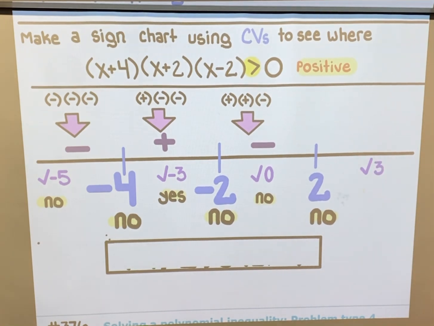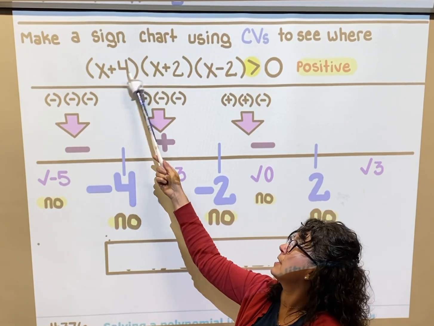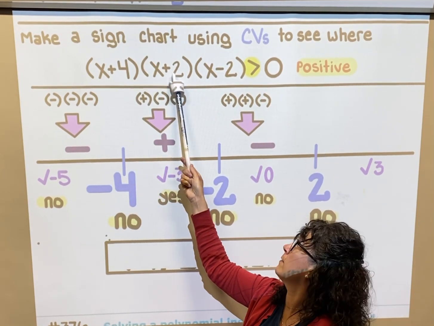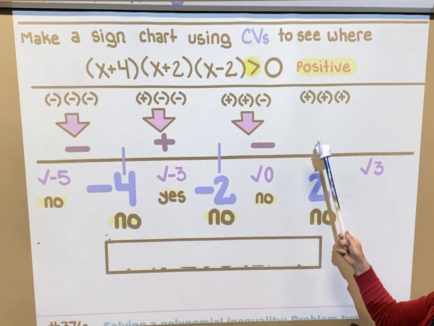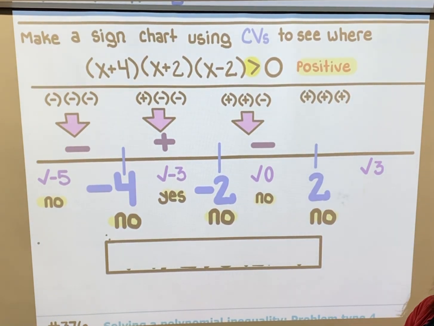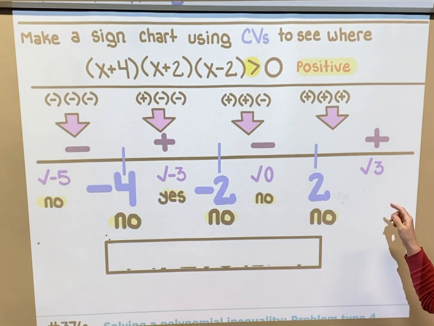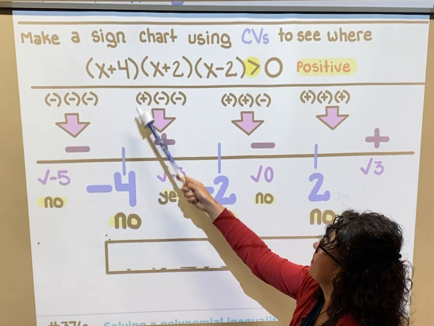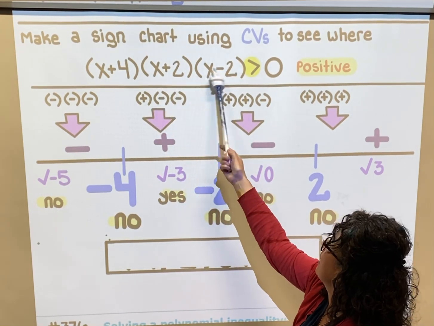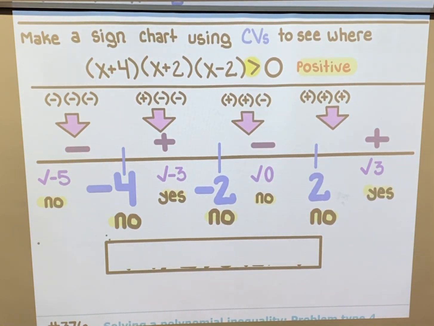And then pick a number to the right of 2. Let's say 3. If I substitute 3 in, 3 plus 4 is a positive. 3 plus 2 is a positive. 3 minus 2 is a positive. A positive times a positive times a positive is a positive. And plugging in again 3, I got a positive answer. A positive is bigger than 0, and that is yes.